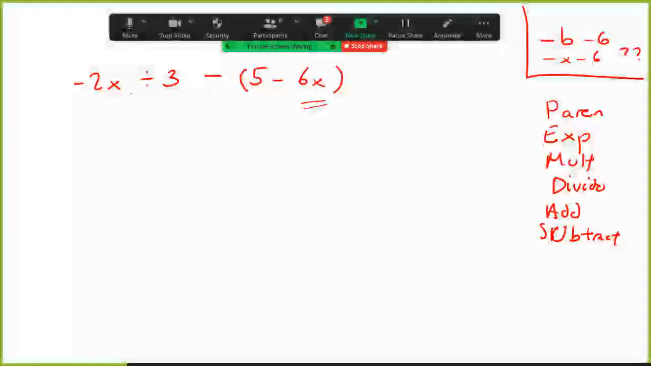I guess technically we can do this division. It's going to make a fraction, unfortunately, though. So right here, Philman, we have negative 2x divided by 3. We should do that division before we add or subtract anything. So that'll look like this: negative 2x divided by 3. Then the rest of it.